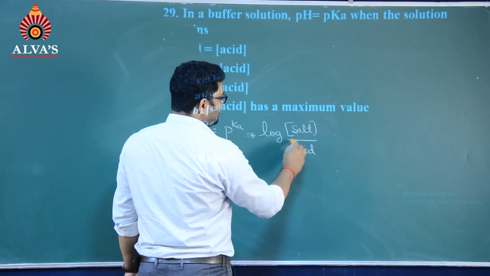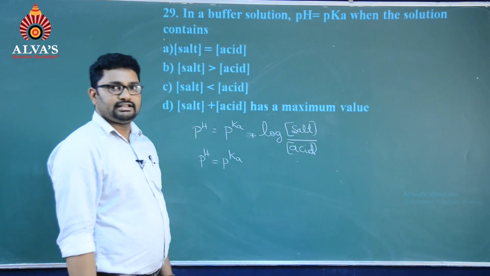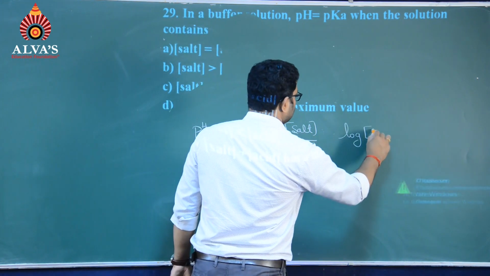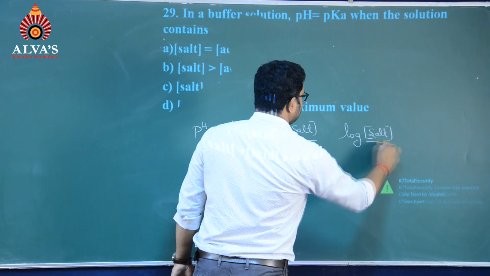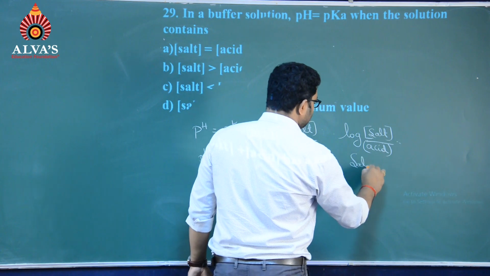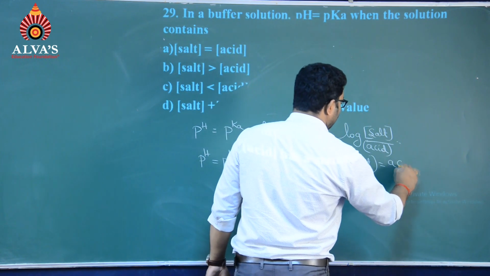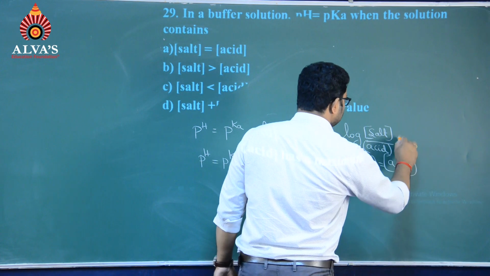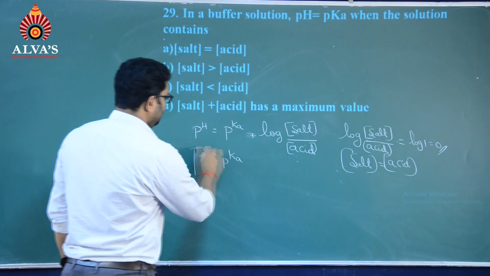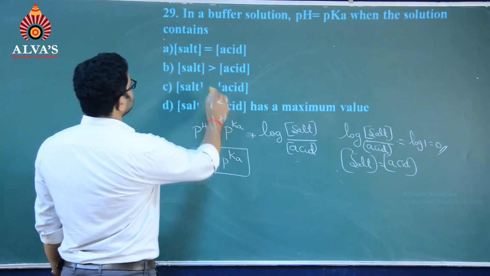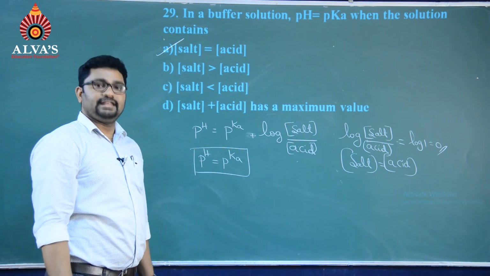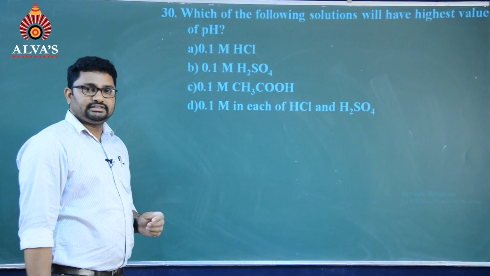Both salt concentration and acid concentration remain the same, then log salt by acid, if both are same, that is salt concentration equal to acid concentration, then it will be log 1, that is 0. That time pH equals pKa, that is option A, salt concentration equal to acid concentration.